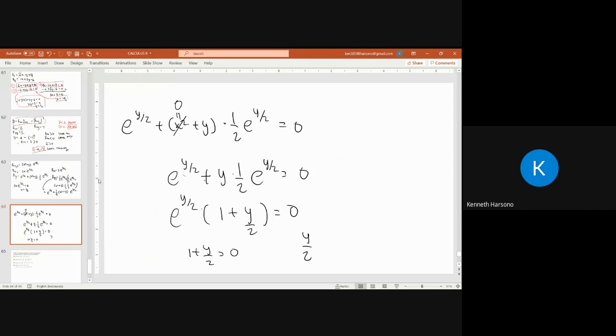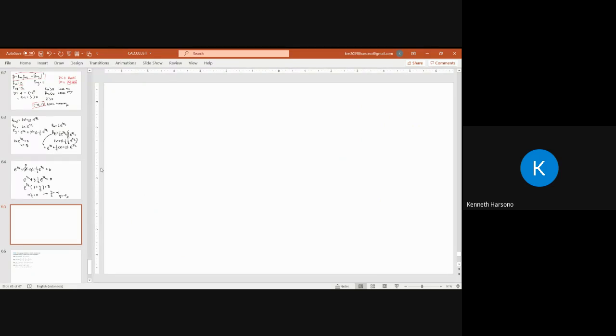So y over 2 minus 1, so y is minus 2 here. Because this one will never be 0, right? And then we get this point, right? The point is 0, minus 2.